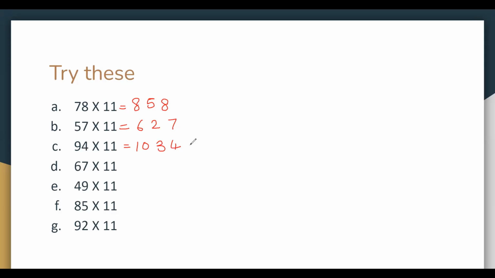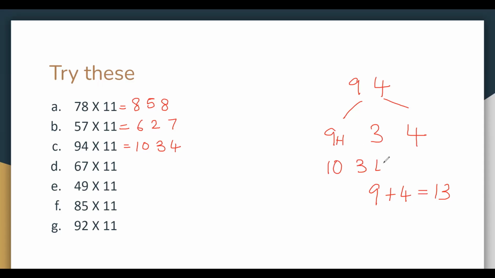1034. Let me work it out for you once. So 94, we split it as 9 and 4. Add 9 plus 4. We get 13. We write the 3 here and the 1 we add it over here. So we get 1034. This is your answer. 67 times 11.